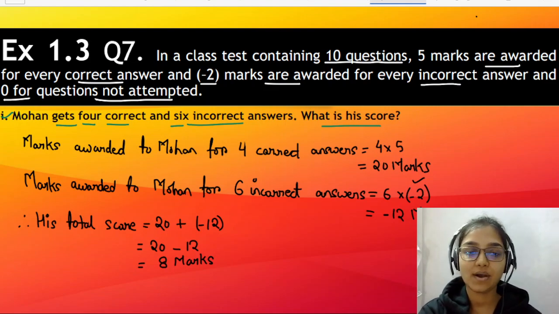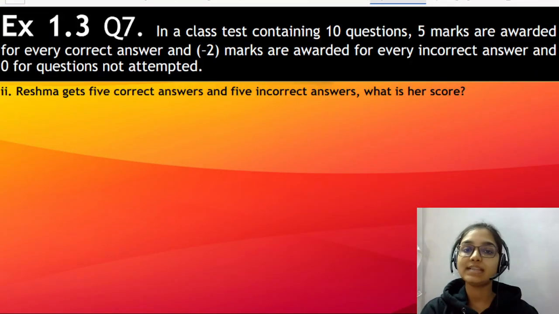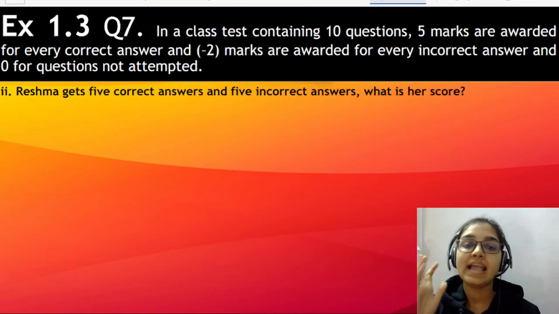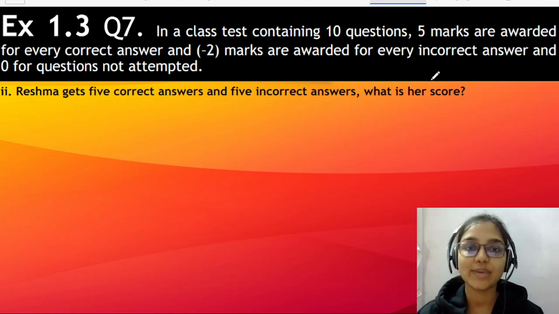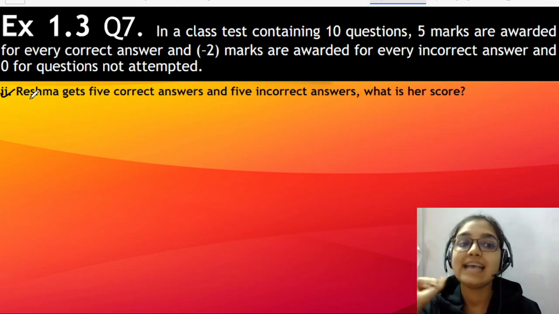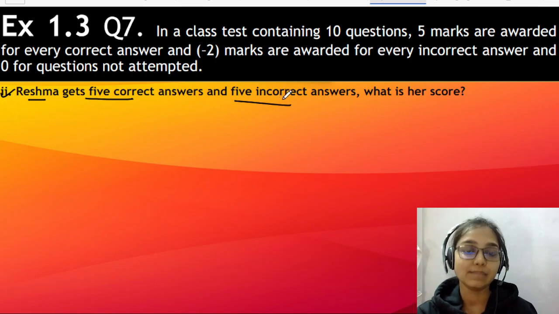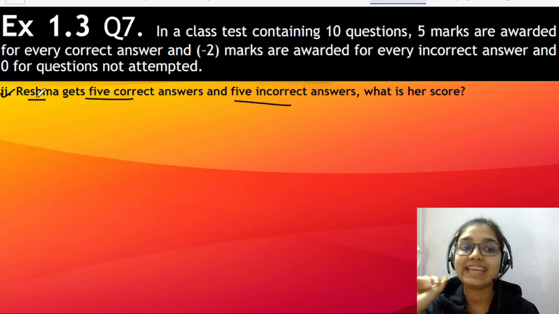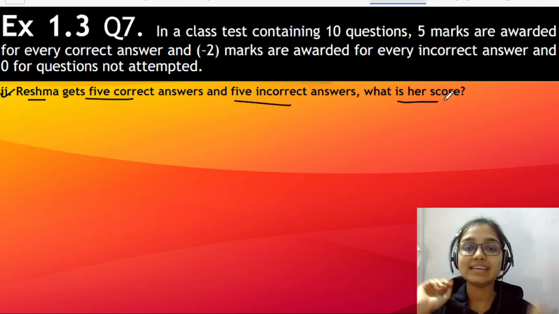Alright, so here comes the second subpart for the same question, that is question number 7 of exercise 1.3. In a class test containing 10 questions, so and so marks are awarded for correct, incorrect and unattempted questions. The second subpart says, Reshma gets 5 correct answers and 5 incorrect answers. Now there is another student named Reshma, and she gets 5 correct answers and 5 incorrect answers. We need to find her total score.